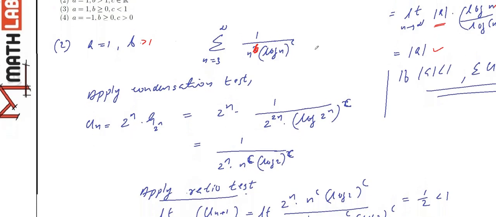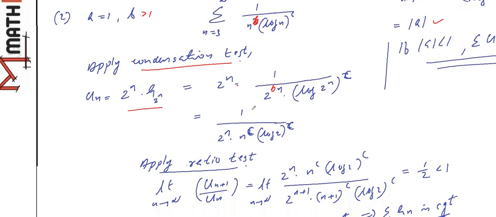So here what I do is, I go for the condensation test. I have told you once that if something like log n all to the power something is there in a term, the condensation test will simplify that logarithmic term. So I go for the condensation test here. I take un as 2 to the power n times a at 2 to the power n. So just replace all n by 2 to the power n. So here it's not n, but it's bn: 2 to the power n times (b n) times (log 2 to the power n) all to the power c.